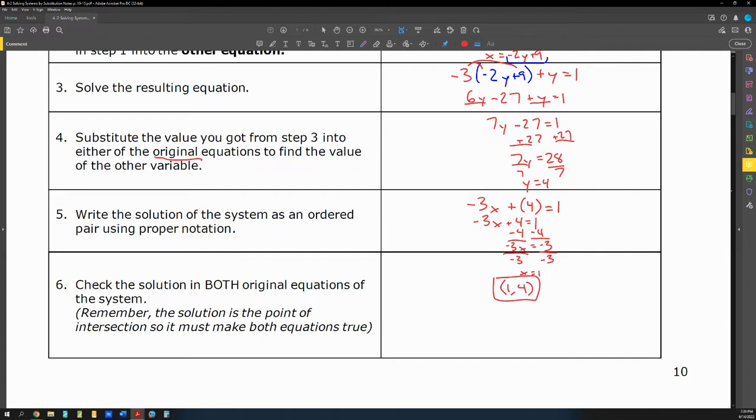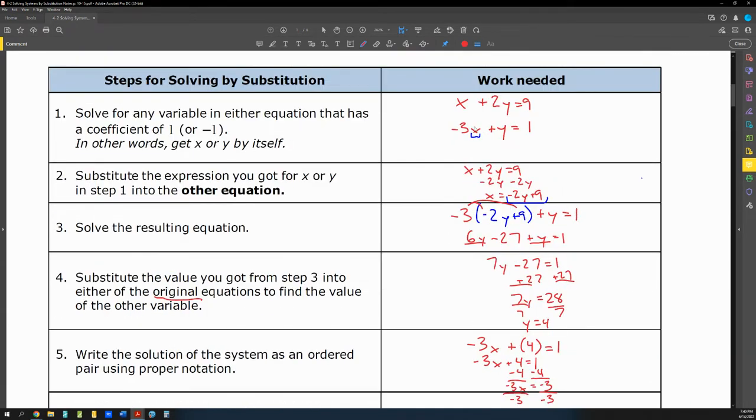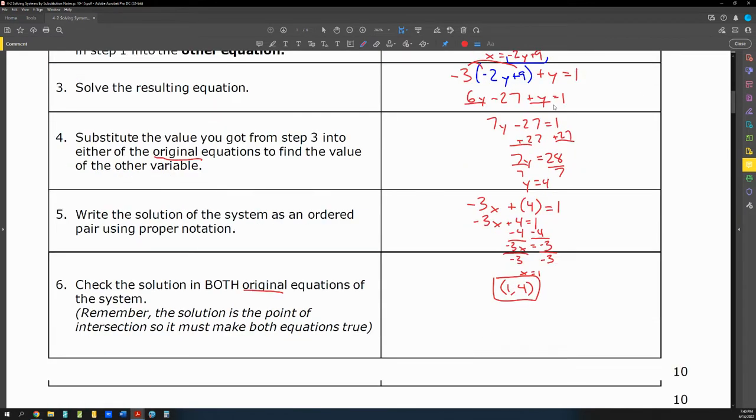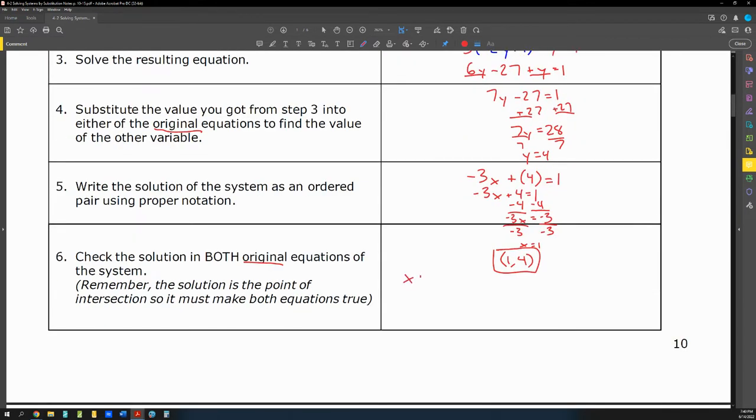Last but not least, we got to check both of the original equations. And again, I'm going to underline original. And we're going to plug in our xy coordinates into the xy of each of the equations. So in the first equation, x plus 2y equals 9. I'll just copy that down here. And then our other equation was negative 3x plus y is equal to 1.